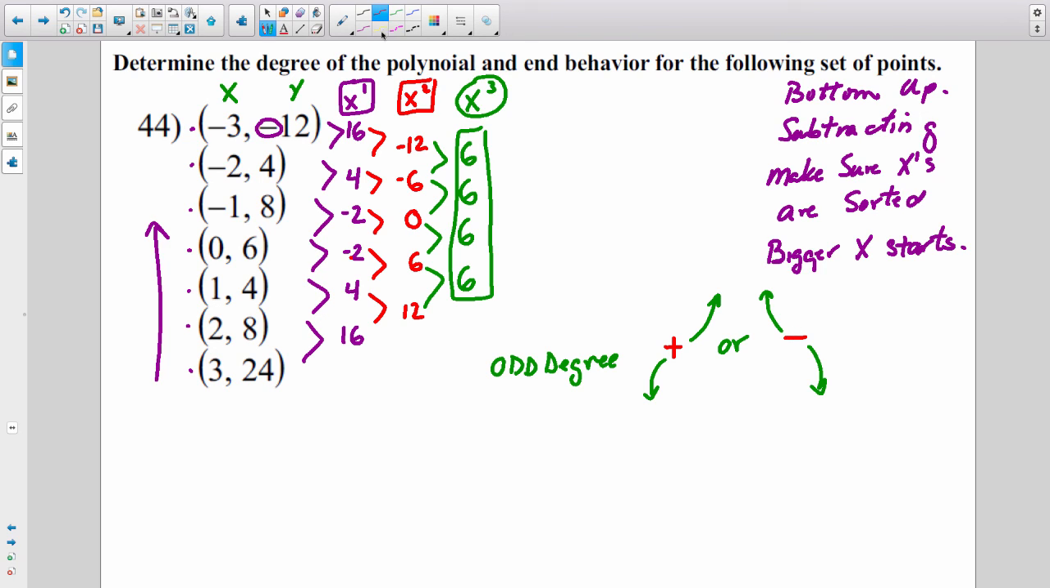Now, if you're an even degree, which this is not, but we might as well talk about it, if it turned out to be the second or the fourth difference, that would be an even degree. Your end behavior is either like this or like this. Again, how do you know? If the leading coefficient is positive, it looks like two guys going up. Negative, two lines going down. Sorry. So knowing the end behavior is a matter of knowing your leading coefficient.